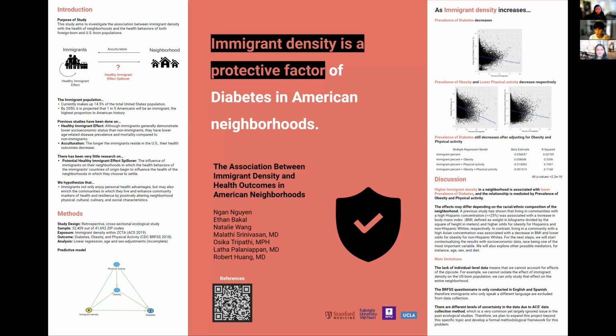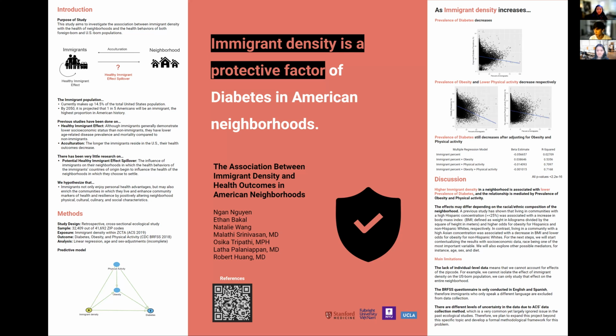For our predictive model, we thought, based on literature review, that the outcome of diabetes would be mediated by physical activity and obesity, with immigrant density being the overarching exposure variable. And then after analysis, we found that as immigrant density increases, prevalence of diabetes decreases, and prevalence of obesity and lower physical activity also decrease.